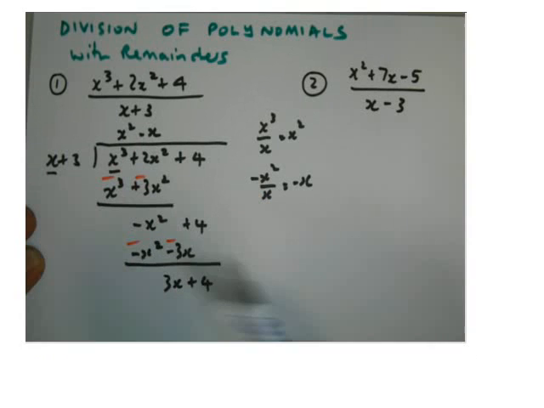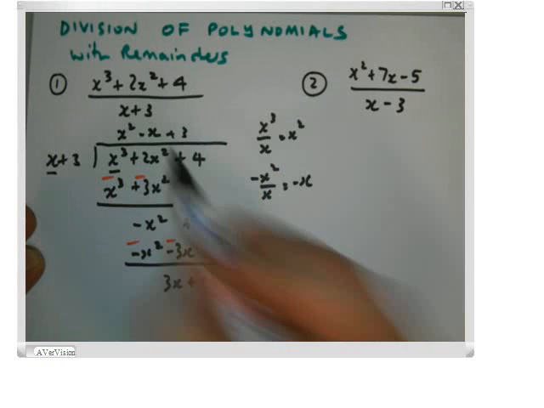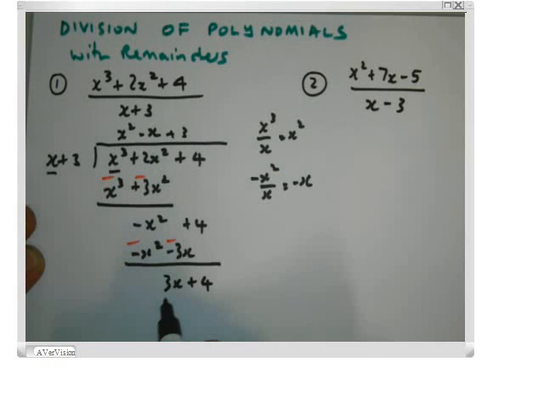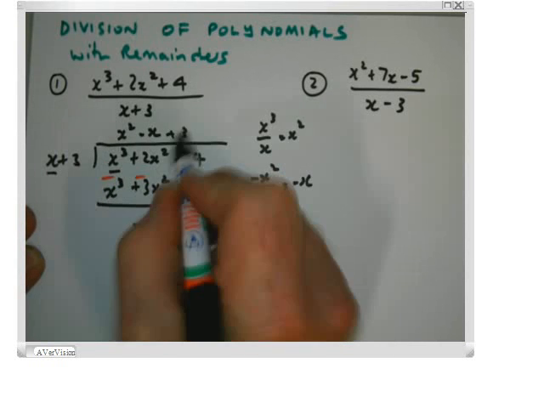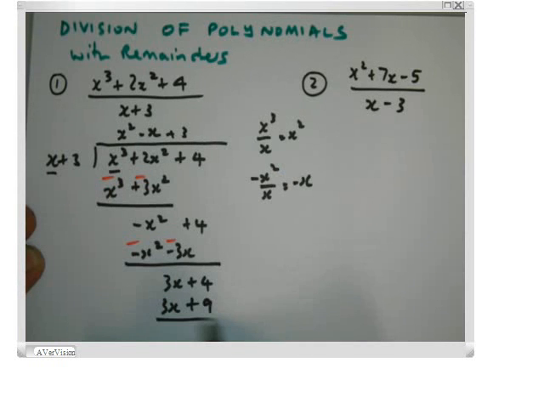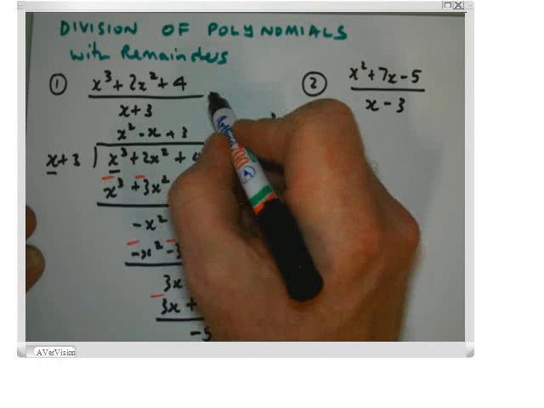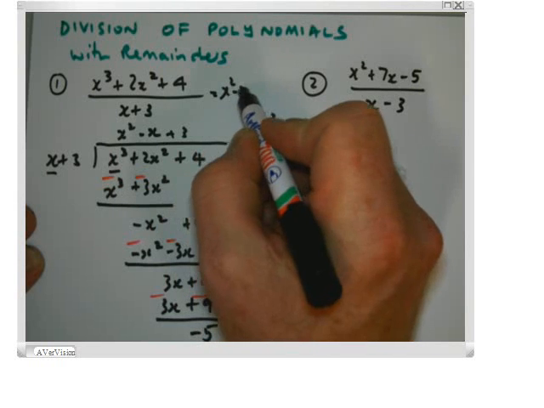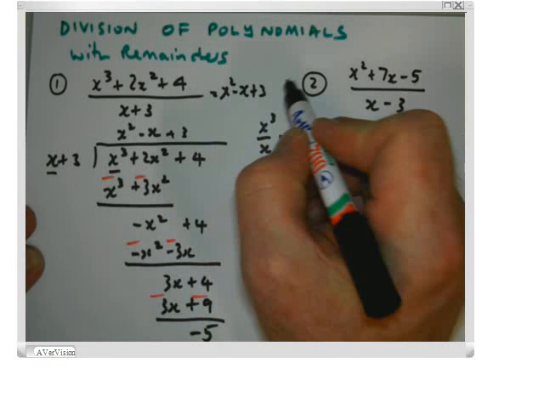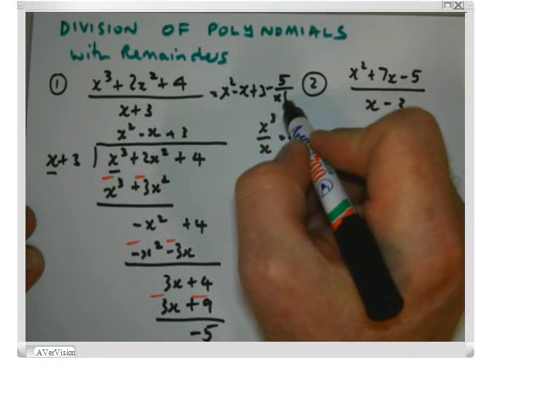x goes into 3x 3 times. 3 times x is 3x. 3 times 3 is plus 9. Minus the second from the first, and I end up with minus 5 as a remainder. Therefore, this equals x squared minus x plus 3 minus 5 over x plus 3 as a solution.